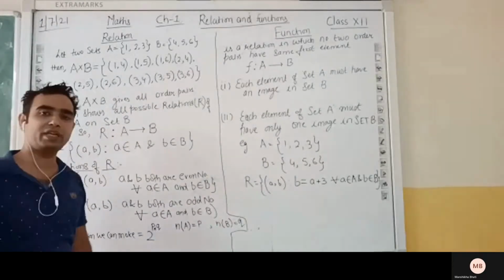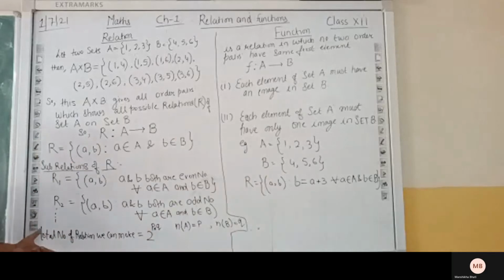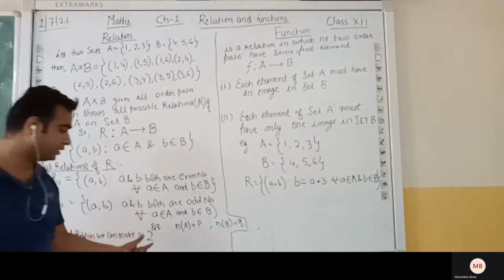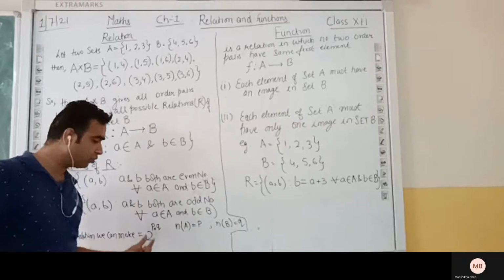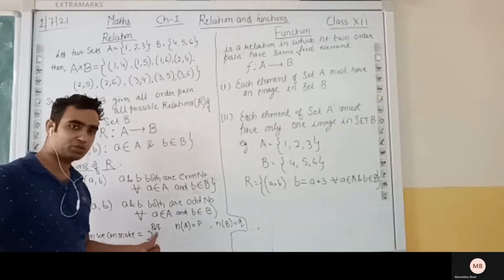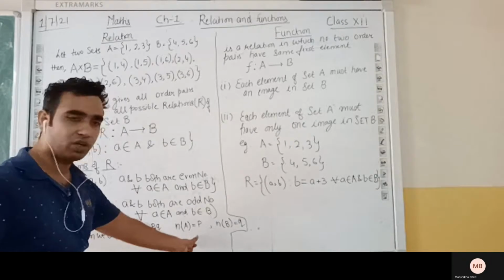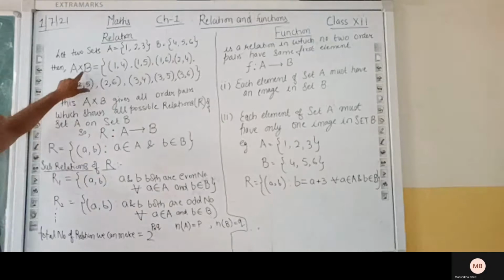But how many relations can we make from this main relation? So here we have the formula: the total number of relations we can make from the given Cartesian product A cross B is 2 raised to the power p into q. We already studied this formula in our class 11 also. Okay? So in the formula 2 raised to the power p into q, p stands for the number of elements in the set A.